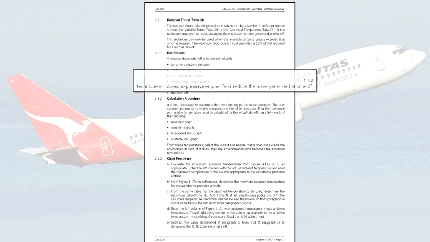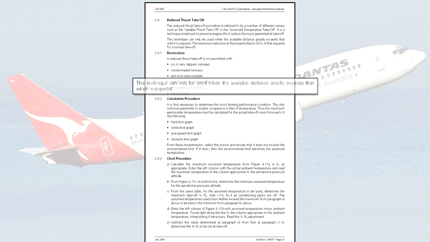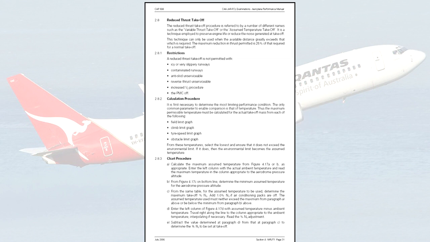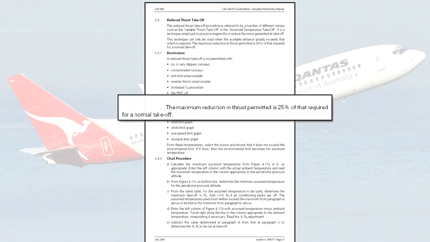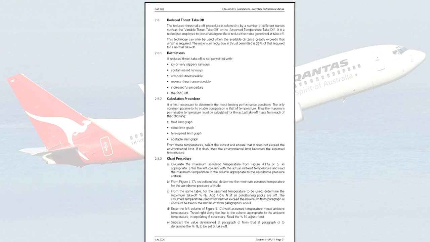At the top of the page, it states that the main reason for doing this procedure is to preserve engine life and also help reduce noise. The procedure can be used at any time the actual takeoff mass is less than the maximum permissible takeoff mass and that there is an available distance that greatly exceeds that which is required. The maximum reduction in thrust from the full rated takeoff thrust value is 25%.